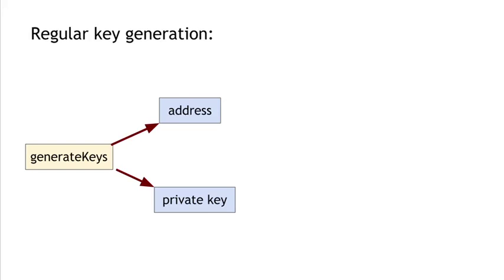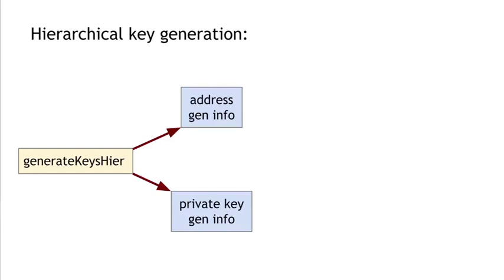So this is how things normally would work if we generated keys in the standard way. But with hierarchical key generation, we do things a little bit differently. Rather than just doing generate keys, we do a hierarchical key generation operation. And this generates two things. Rather than an address, it generates what we'll call address generation info. And rather than generating a private key, it generates what we'll call private key generation info.